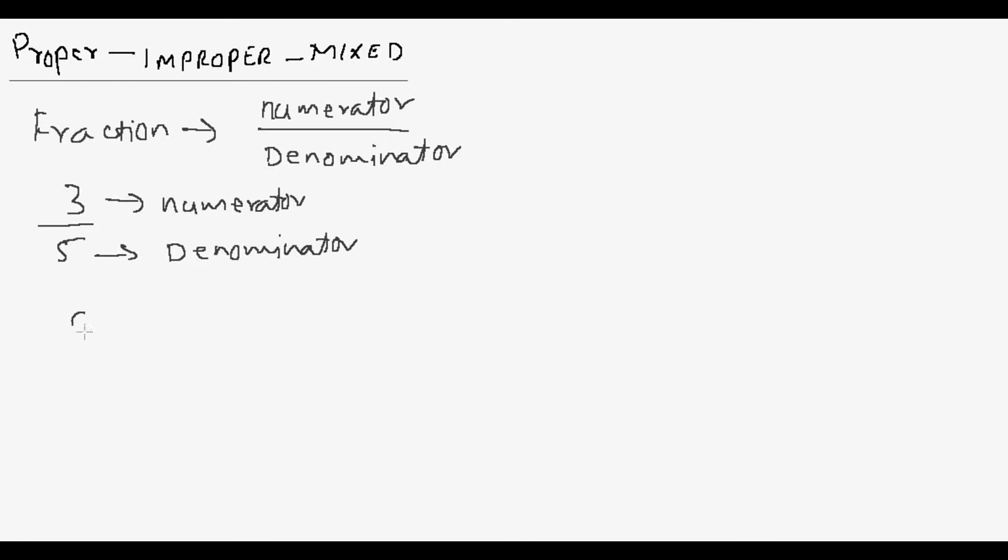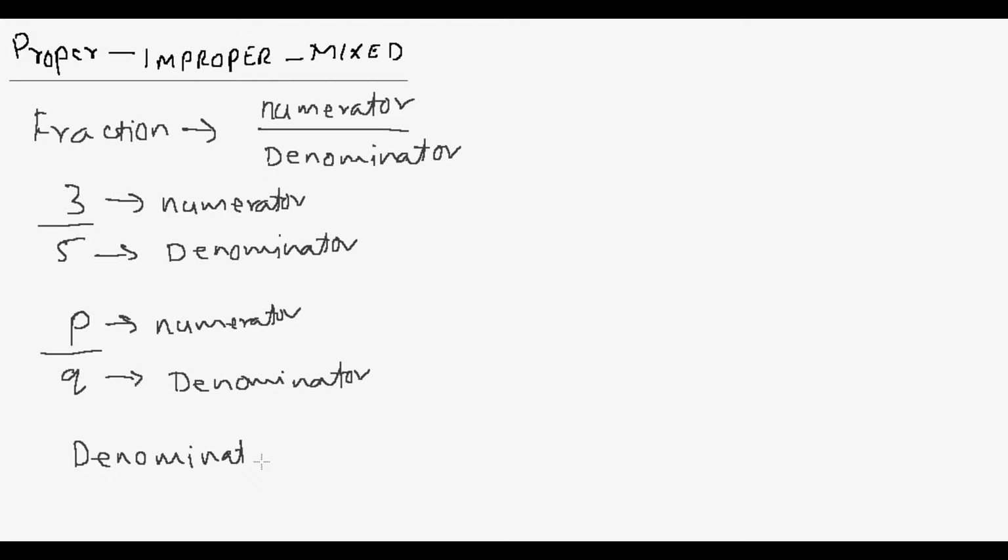For example, in P/Q, P is the numerator and Q is the denominator. Always remember that the denominator should not be equal to 0. For example, in P/Q, always Q is not equal to 0.